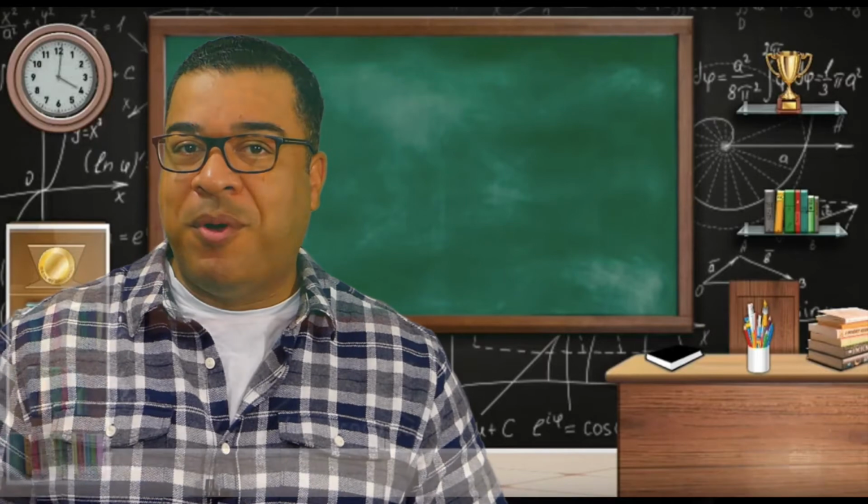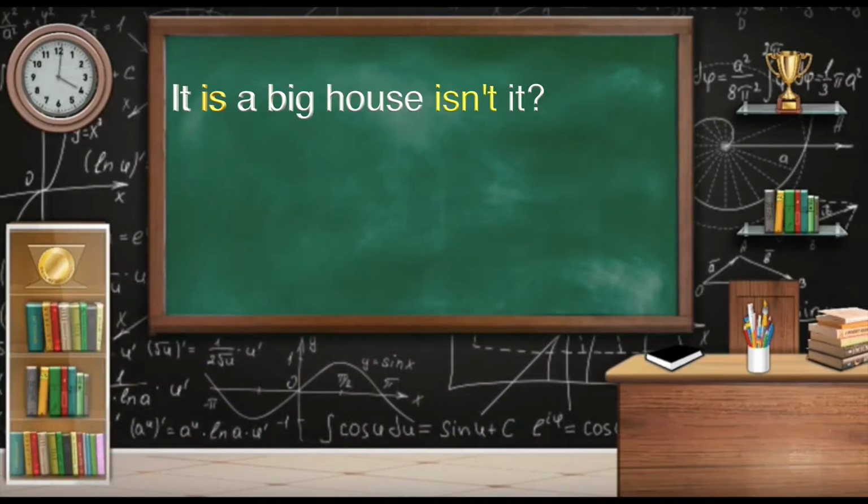All right, let's try one more. It is a big house, isn't it? Again, the only thing you're doing in a tag question is taking the auxiliary verb is, switching it to negative, making it isn't, and putting it after. So again, it is a big house, isn't it?